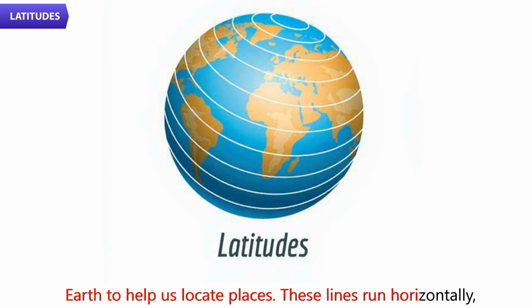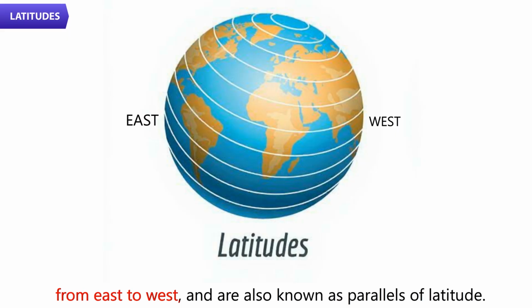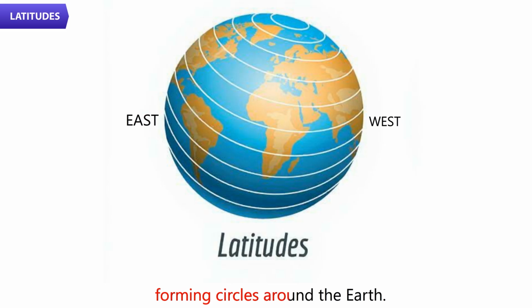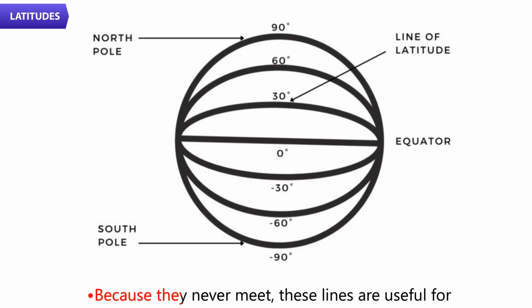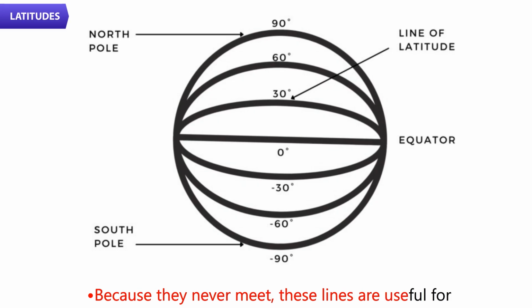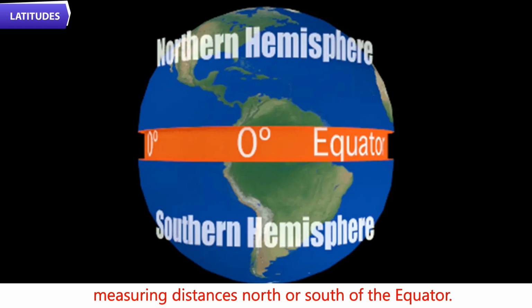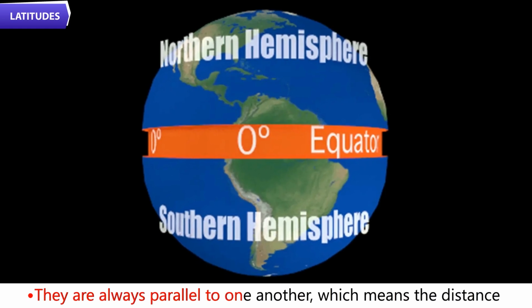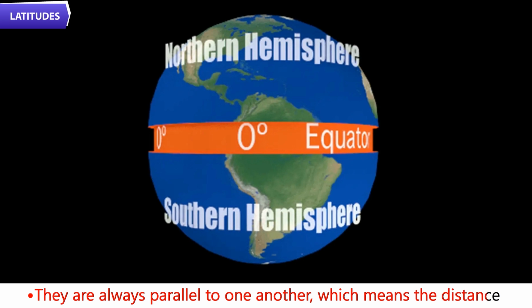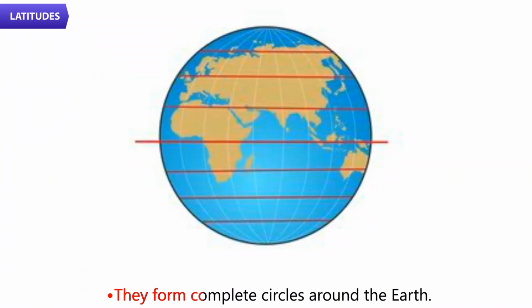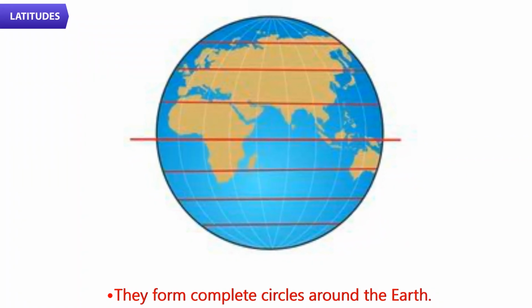These lines run horizontally, from east to west, and are also known as parallels of latitude. Each line of latitude lies parallel to the others, forming circles around the Earth. Because they never meet, these lines are useful for measuring distances north or south of the equator. They are always parallel to one another, which means the distance between any two latitudes remains the same. They form complete circles around the Earth.